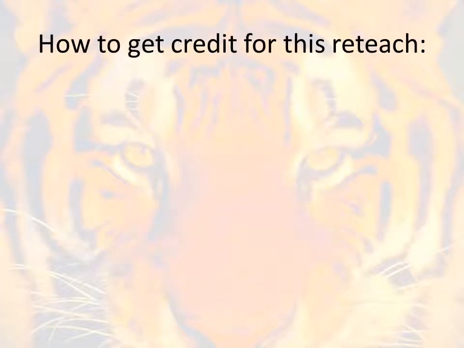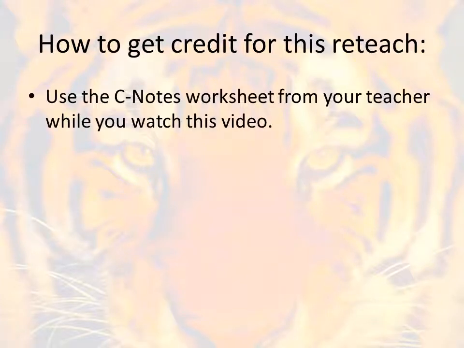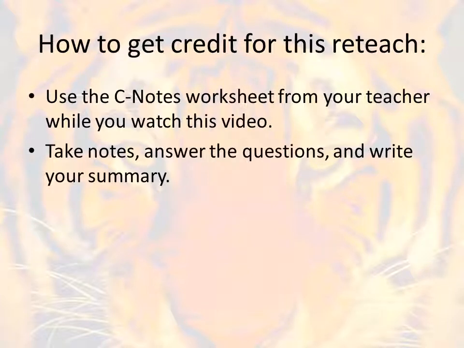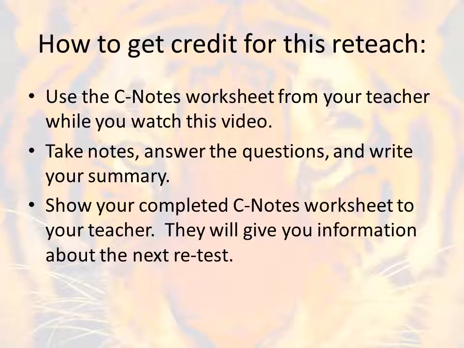You need to know how you're going to get credit for this reteach so that you can take the next retest. First of all, make sure you're using the Cornell Note worksheet from your teacher while you watch this video. Use the notes and take notes, answer the questions, and write your summary. When you're done, show your completed Cornell Note worksheet to your teacher. They will then give you information about the next retest.